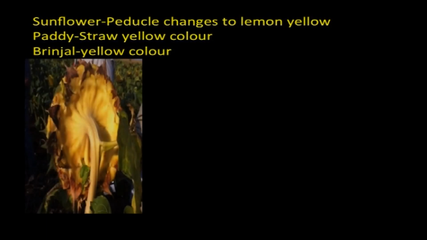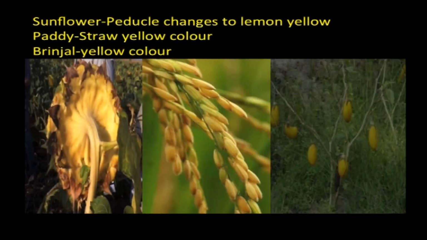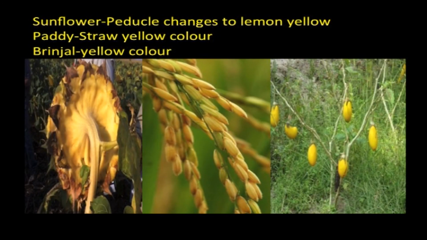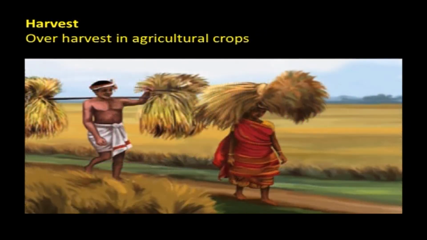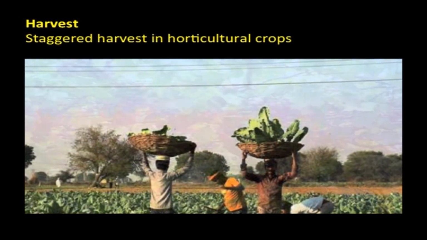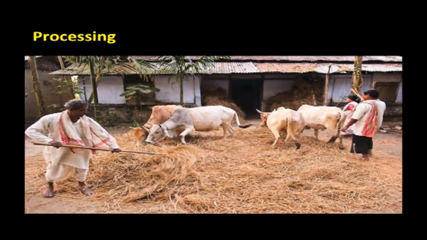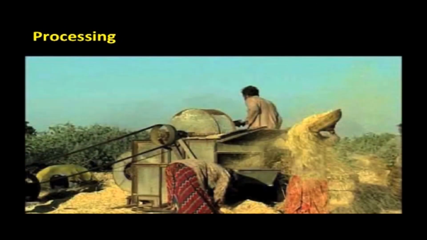For example, in sunflower, the peduncle color changes to lemon yellow, then the heads droop. In the case of paddy, the crop changes to straw yellow color, and for brinjal, the fruit color changes to yellow. Here, avoid delayed or premature harvest. In agricultural crops, once-over harvest is possible, but staggered harvest is followed in horticultural crops. We should avoid delayed or premature harvest. Then processing. Moisture content is important during threshing. The seed crop should be harvested at optimum moisture content to avoid mechanical damage.